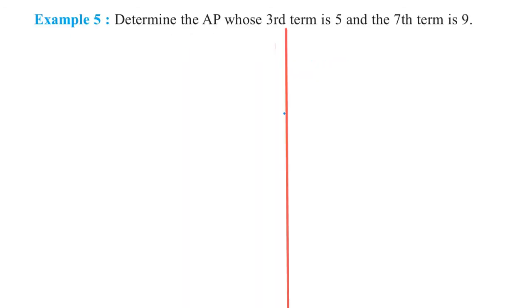Let's try this. Determine the arithmetic progression whose third term is 5 and the seventh term is 9. So we know the third term, a3, is 5. And we know the seventh term, a7, that is 9. But do we know what is the first term? We don't know. Do we know what is the common difference?